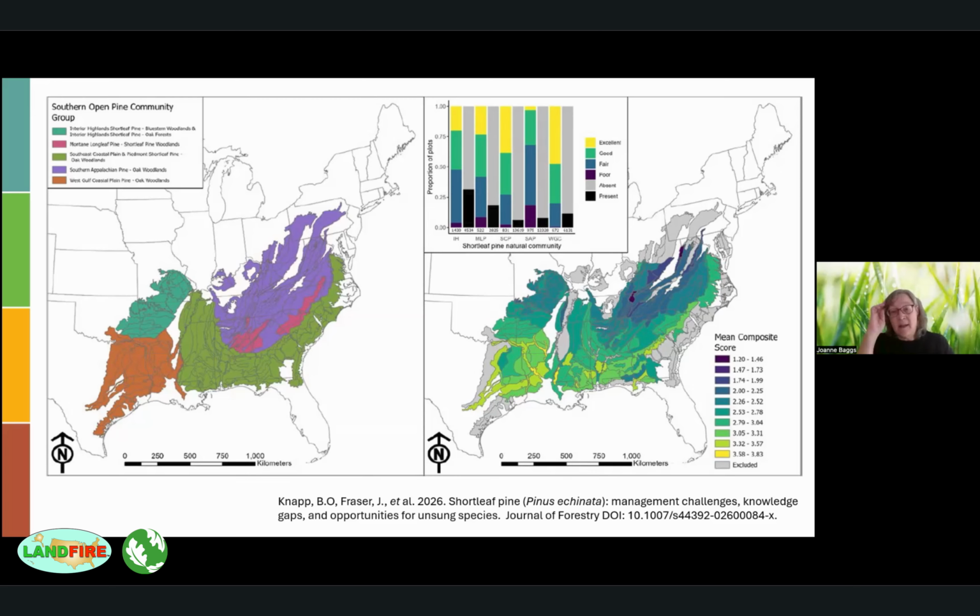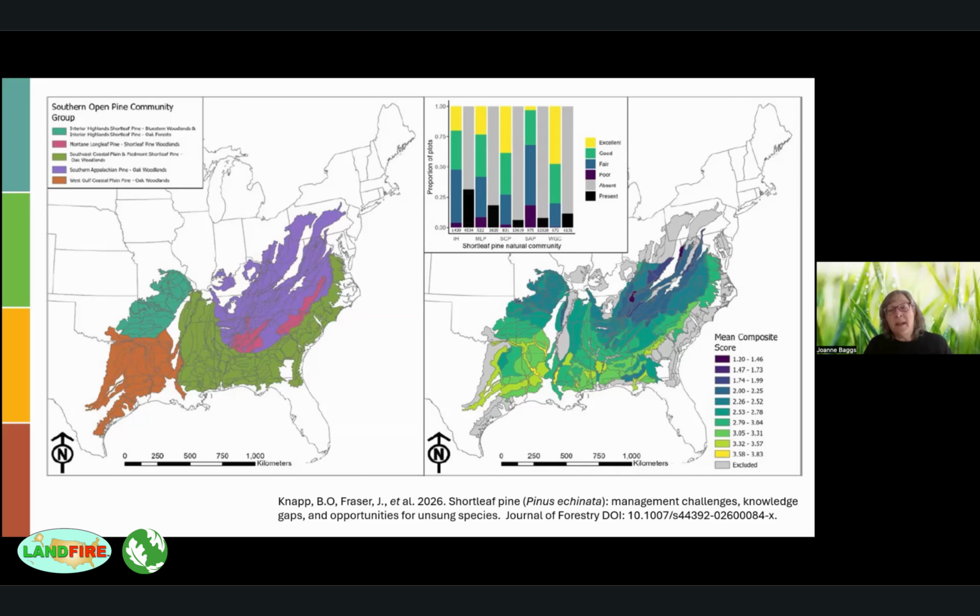And this is an example we used. For some reason I lost the paper, but this is work done by Ben Knapp and Jacob Fraser and a whole team of folks, looking at the condition of shortleaf pine ecosystems across the range of the species. They built this work on NatureServe's Southern Open Pine Community matrices, which are very similar to the TCA. It's a suite of indicators that you can use to evaluate condition based on a site.